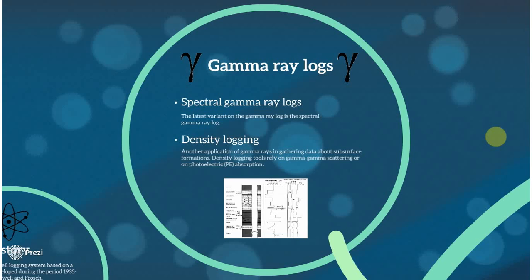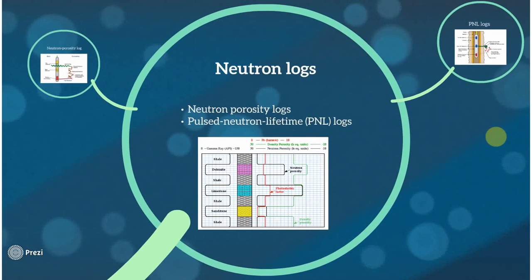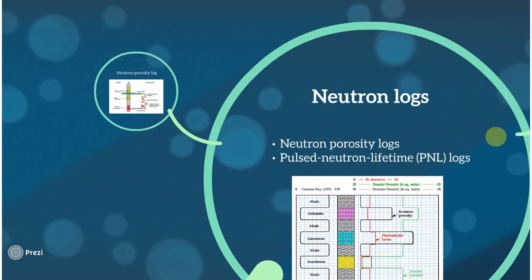Density logging is another application of gamma rays in gathering data about subsurface formations. Density logging tools rely on gamma scattering or on photoelectric absorption. The next type of nuclear logs is the neutron log. The main types of neutron logs are the neutron porosity logs and pulse neutron lifetime logs, or PNL logs.